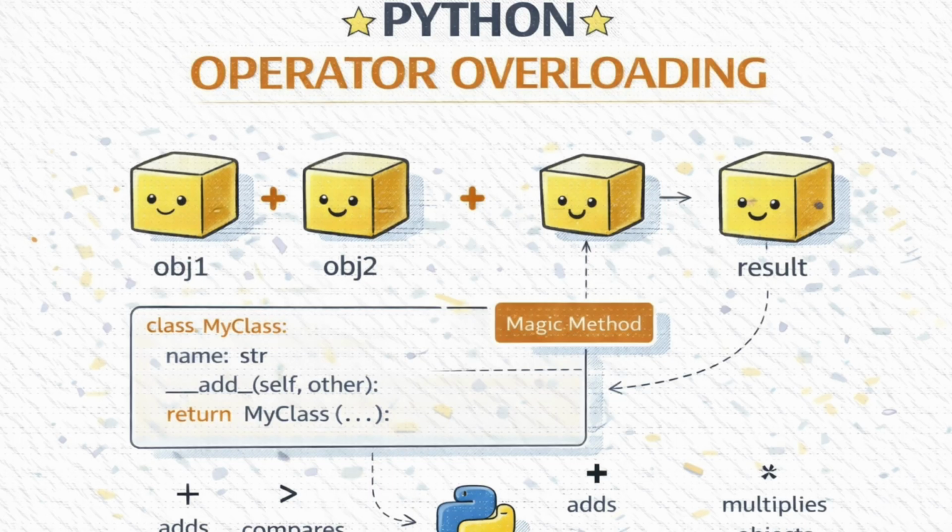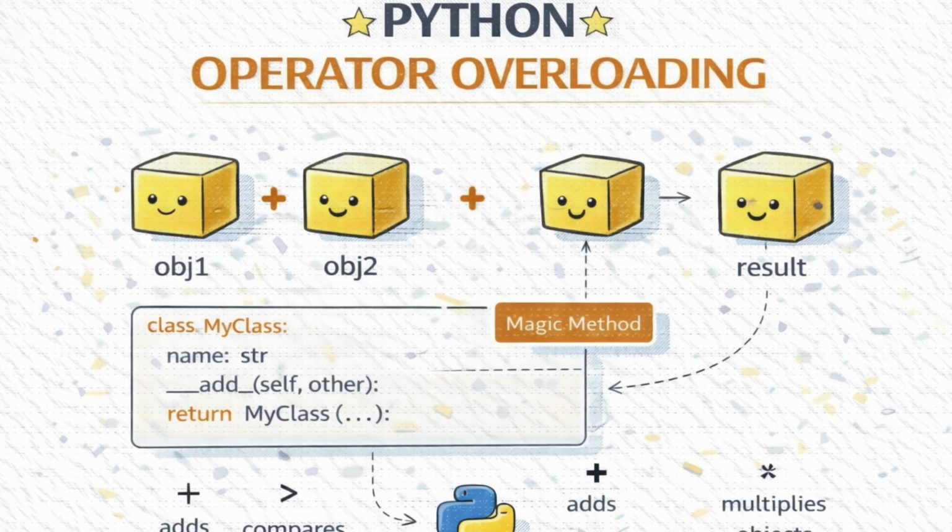But here's a common point of confusion. What happens if I try to add my custom object to, say, a normal integer? If I write my vector plus 5, it works. But what if I reverse the order and try 5 plus my vector? That is the most important distinction in numeric overloading. When you write my vector plus 5, Python calls myvector.__add__(5).